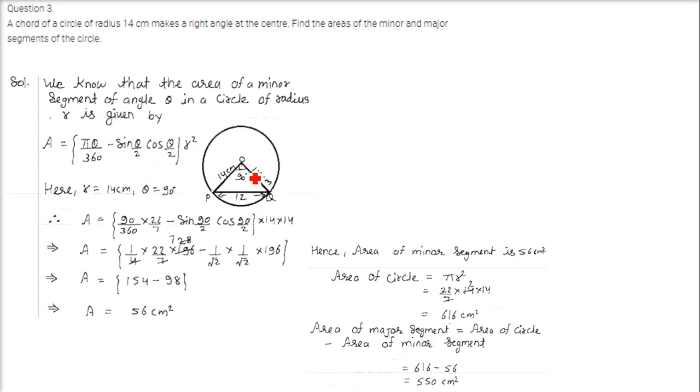A chord of length radius 14 centimeter makes the right angle at the center. Find the areas of the minor and major segment of the circle. So this is just to show that in other way also you can do. This is another way to solve it.